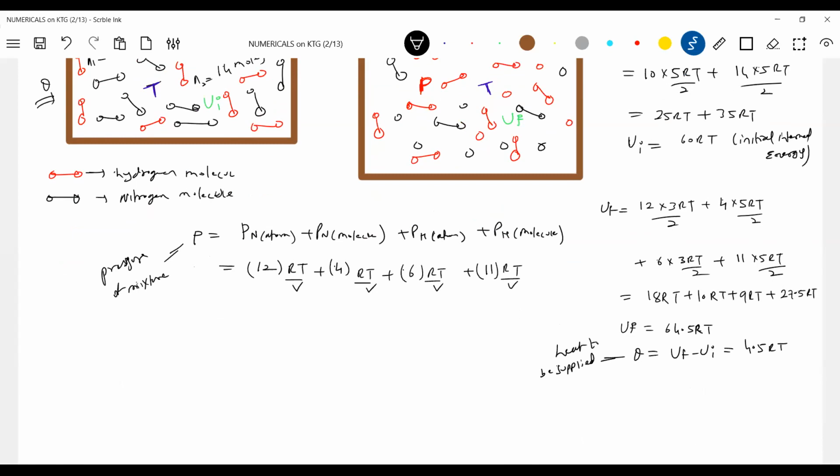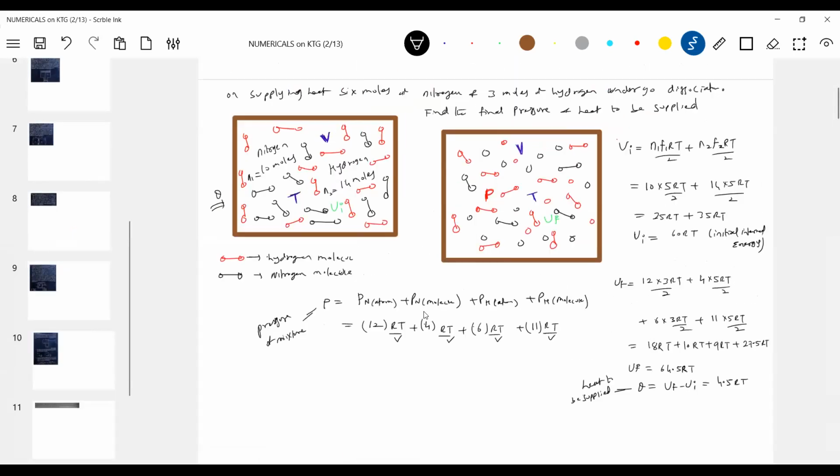On its own, somebody should supply it, otherwise it is not possible. On their own, they don't undergo dissociation. I don't know how you learned in chemistry, but in physics, we have enough ideas in front of us. So look at the pressure. Earlier, calculate the pressure. Now you calculate the final pressure. So let's have a discussion on that also. This is the final pressure: 33RT by V. What about the initial pressure? It should be equal to 10RT by V.